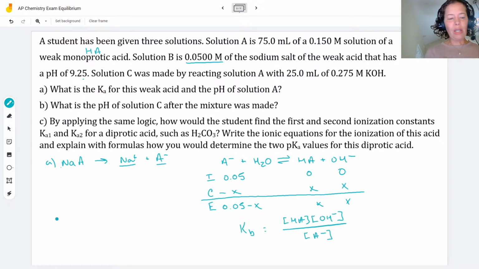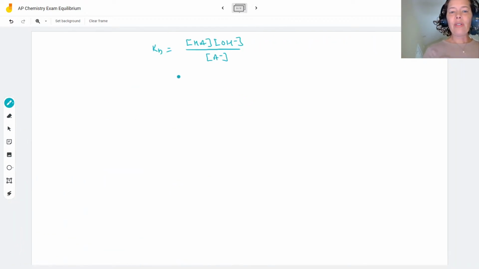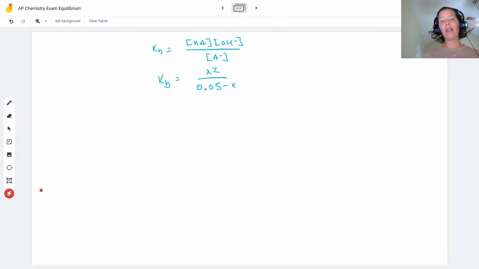And again, I'm just plugging in these values right here. All right, so that's going to give me x squared over 0.05 minus x, and that equals my Kb. Now, at this point, you might be getting a little bit stuck, because we have one variable x and another variable Kb. So we've got one equation and two variables, which is a no-go to solve it. So I need some more information.